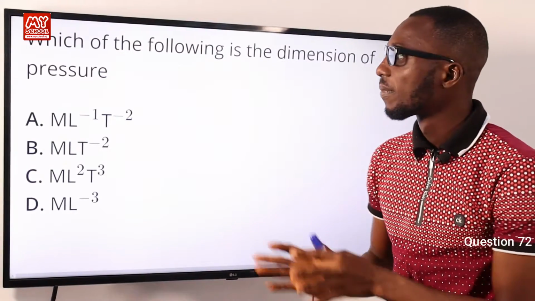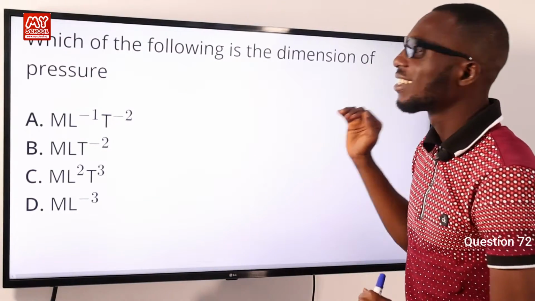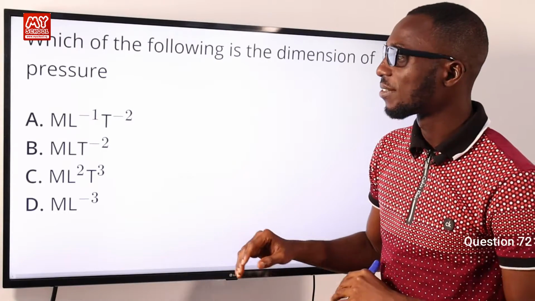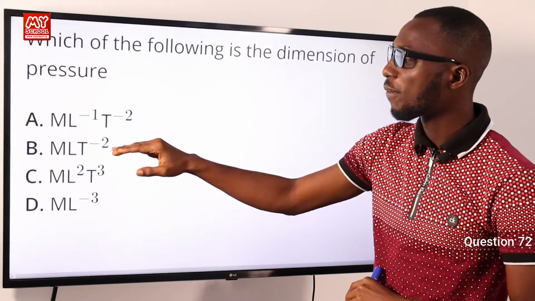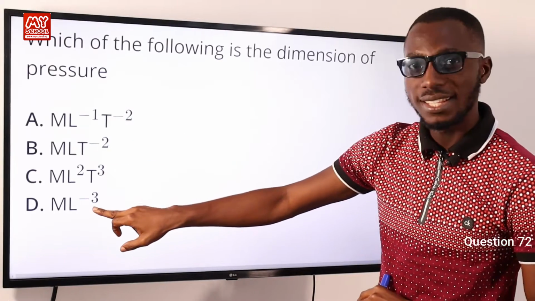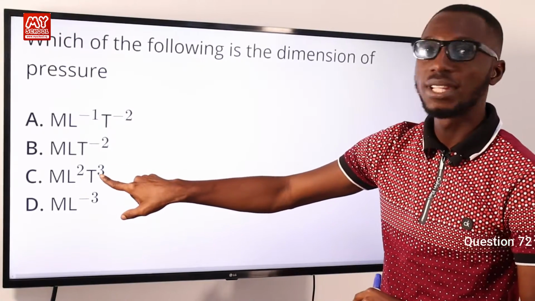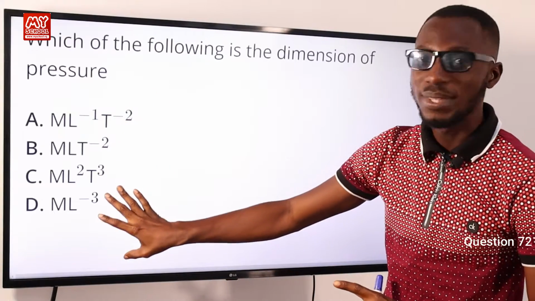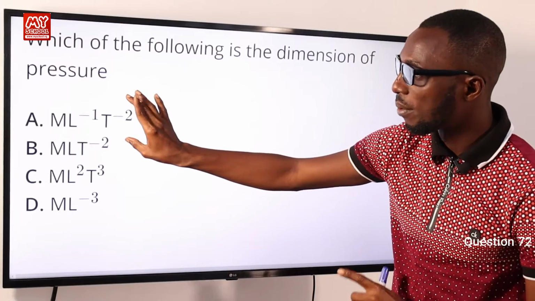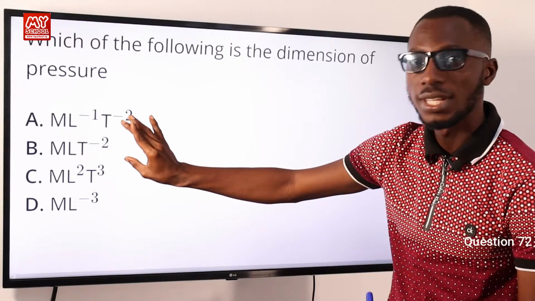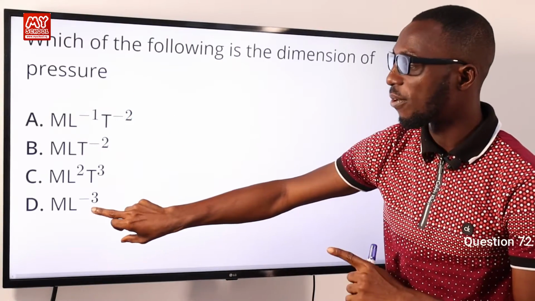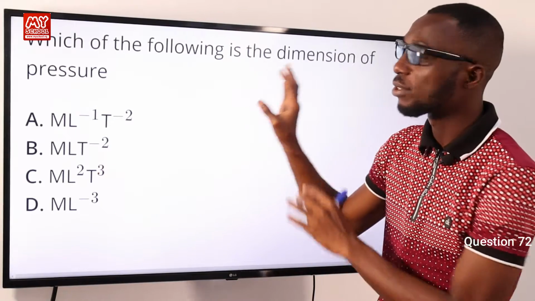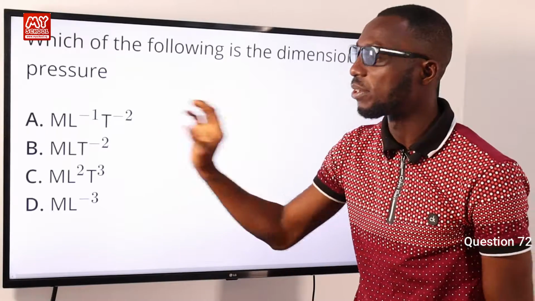Question 72. Which of the following is the dimension of pressure? Let's just make this very easy for ourselves. This is pressure, force, power, and density. Take note of this, it ought to be 10 raised to power minus 3. Let me take it again. This is the dimension for pressure, this is for force, this is for power, and this is for density. T raised to power minus 3 rather. So the correct option to the question we are given is option A.